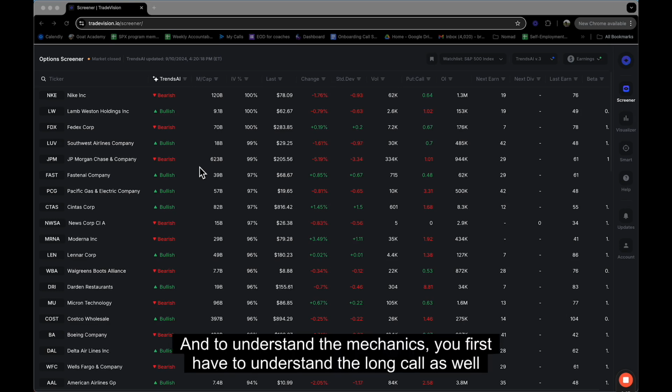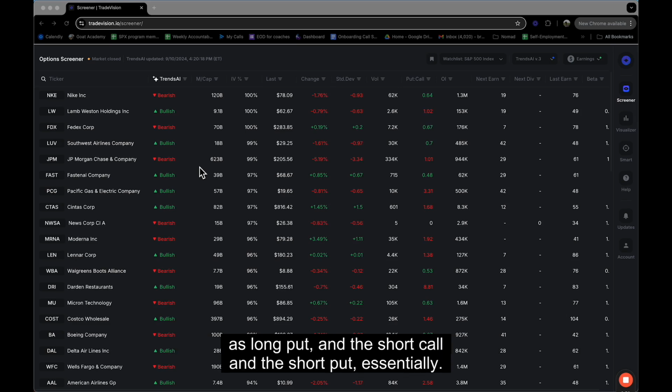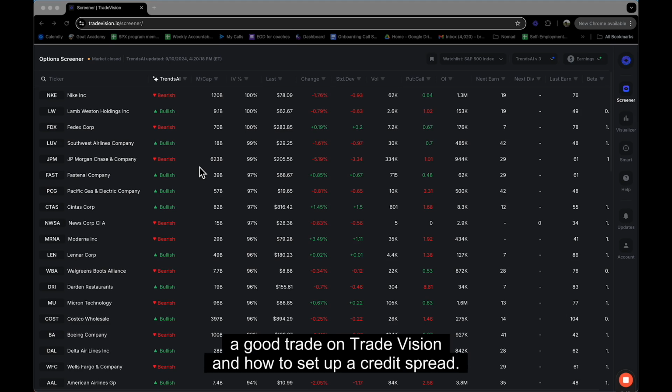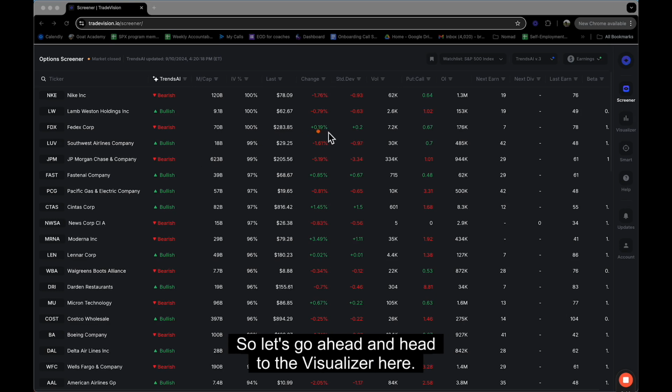And to understand the mechanics, you first have to understand the long call as well as the long put, and the short call and the short put, essentially. So we'll go over those real briefly, and I'll show you how to construct a good trade on TradeVision and how to set up a credit spread. So let's go ahead and head to the visualizer here.